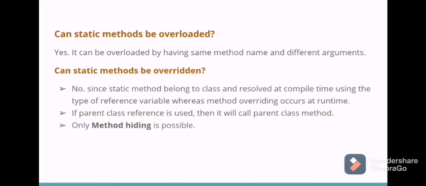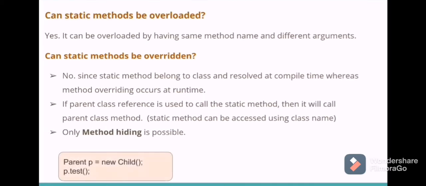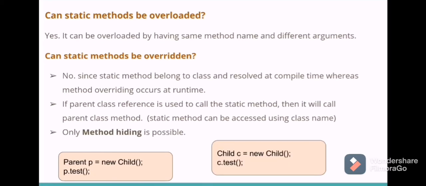So only method hiding is possible. Example, Parent p is equal to new Child, p dot test. Here assume test is the static method. So when we are trying to access this, it will call the parent class method. To access the child class method, we need to use a child class reference only. That is, Child c is equal to new Child, c dot test.